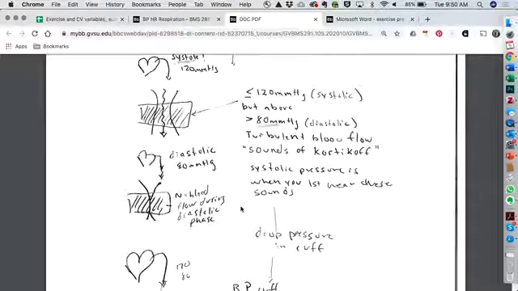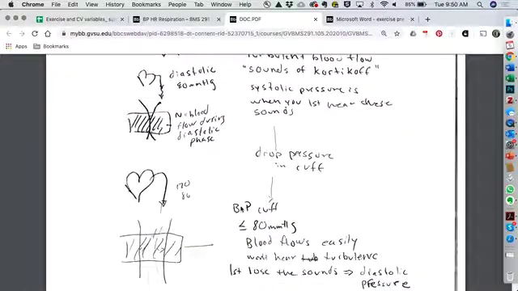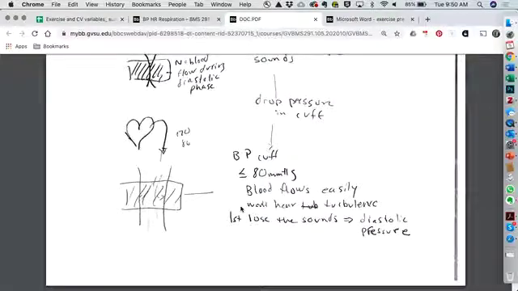And so that's depicted when you drop your blood pressure below 80 millimeters of mercury, and then it's able to flow through. So that's why you lose the sound. You don't hear it as much. So that's the basic idea of what you're listening for.